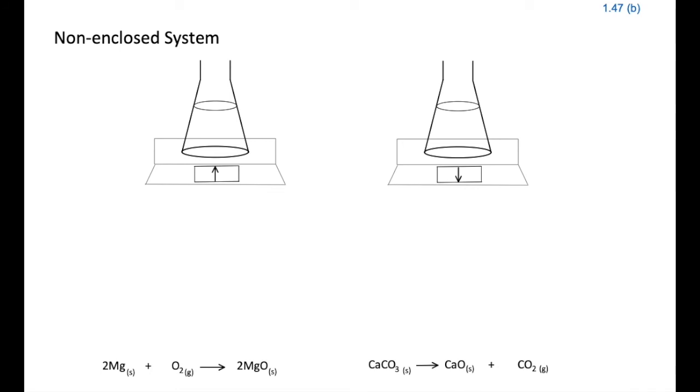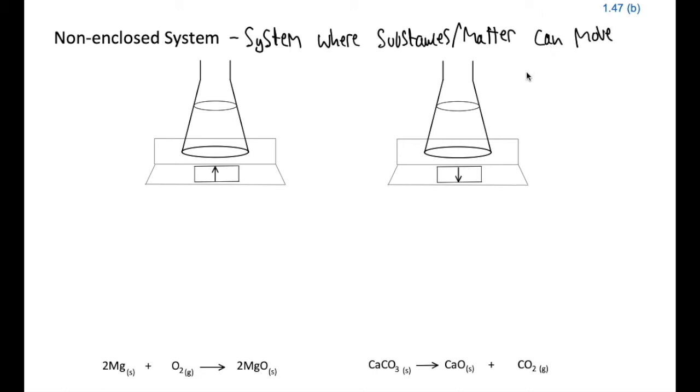This next page looks at non-enclosed systems. Now, between the name and the diagram, you can probably figure out roughly what this means. It does mean that the system isn't closed, and so the flask in this case isn't sealed, and the contents of the flask are exposed to and are free to interact with whatever is outside. And so when a reaction takes place, the mass of the flask and its contents can change. The mass can either increase or decrease.